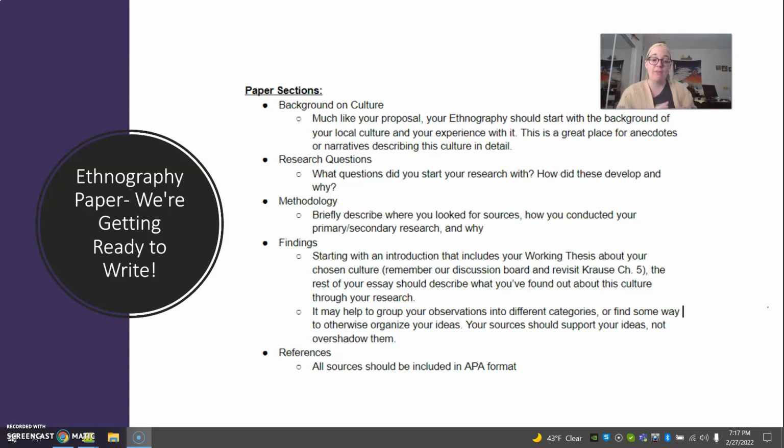Then you're going to have a conclusion to that and your references, which is going to include all of the sources you've used throughout the project. So the goal in a few weeks is to have 6 to 8 pages with all of this included. But remember, you've already done the background on your culture, the research questions, the methodology, and you've already started your references. So when you're actually drafting, it's going to be a lot easier than it seems because you've already been doing this in pieces. All right.